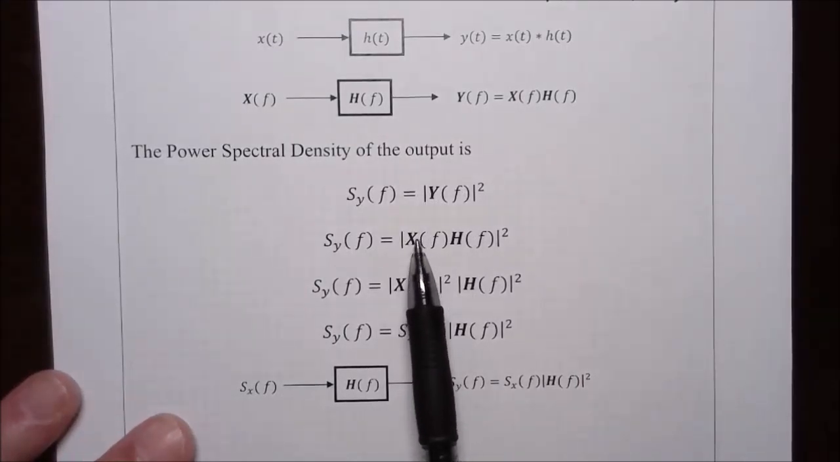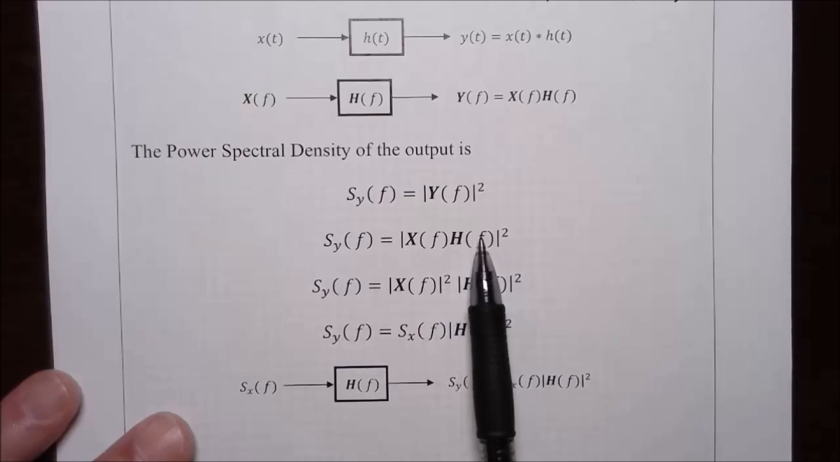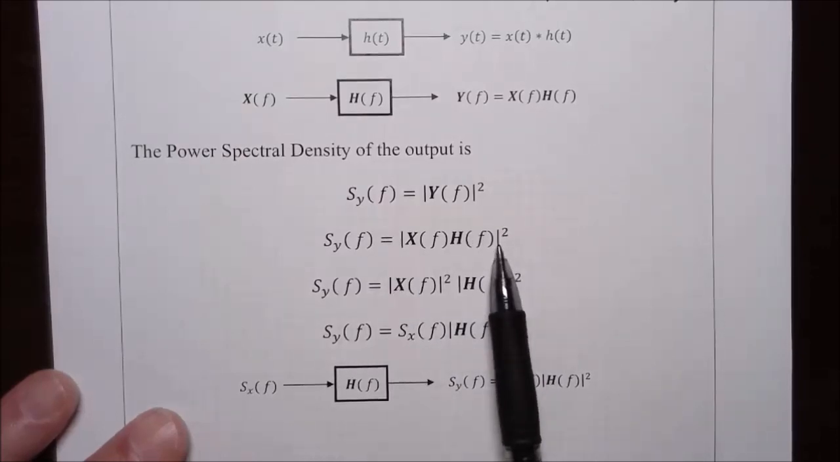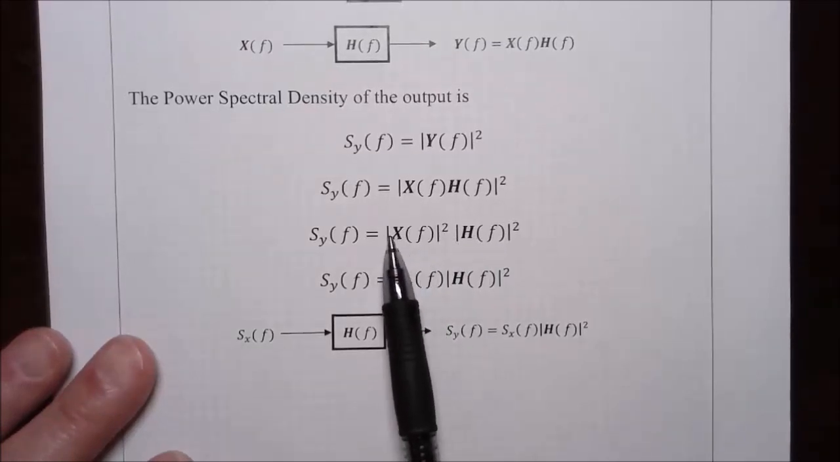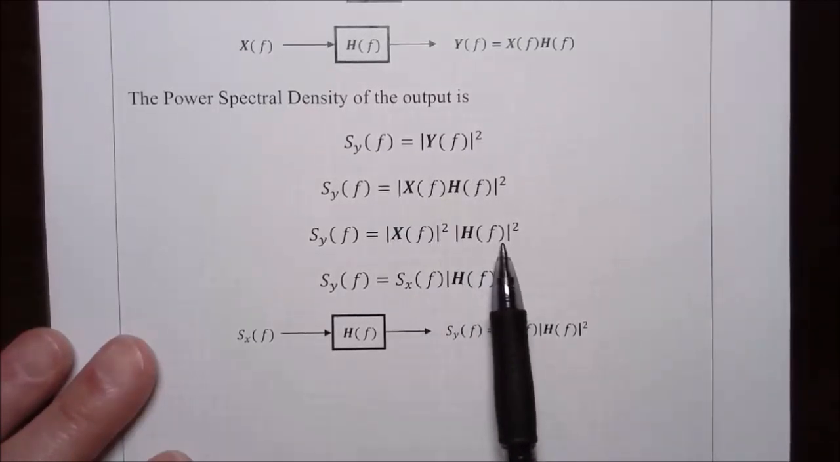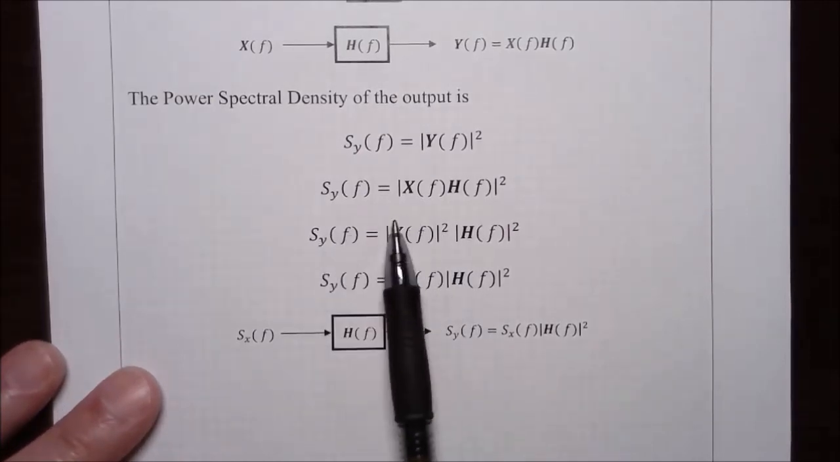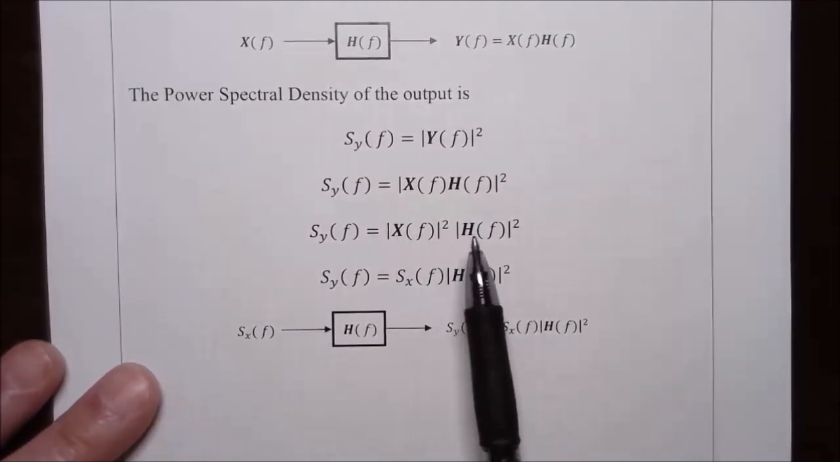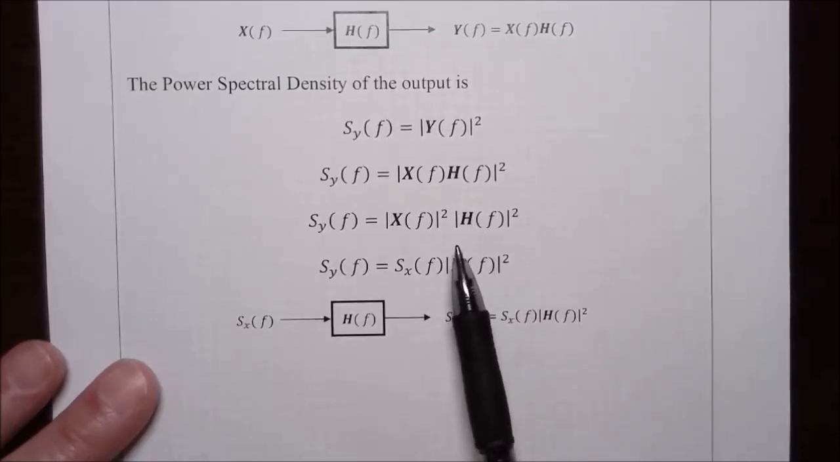So we have uppercase X of f times uppercase H of f. Then we're taking the magnitude squared, and it works out that you can take the magnitude squared of these individually and then multiply them together, and you'll get the same result. So work this out with general complex numbers, and you'll see that it's true.